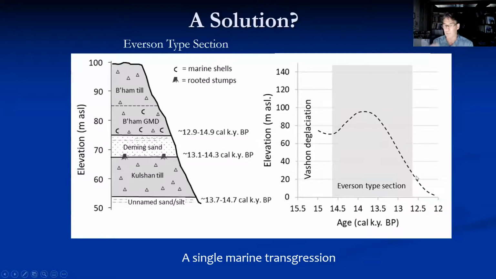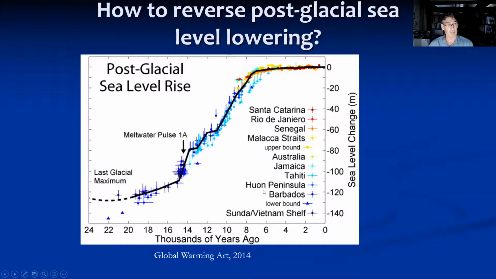A single hump, we can explain that with just isostatic and eustatic sea level changes. We don't need tectonism, and especially some really remarkable tectonism. So one question here is, is there a way to do that?